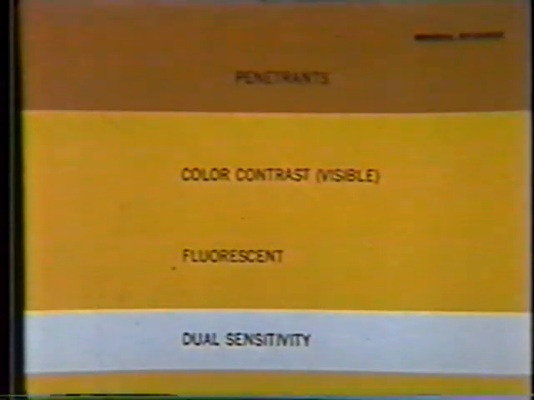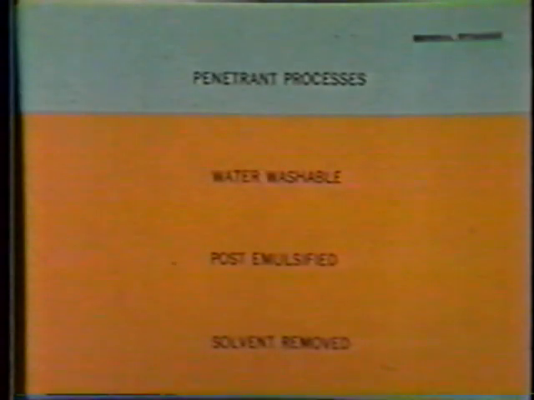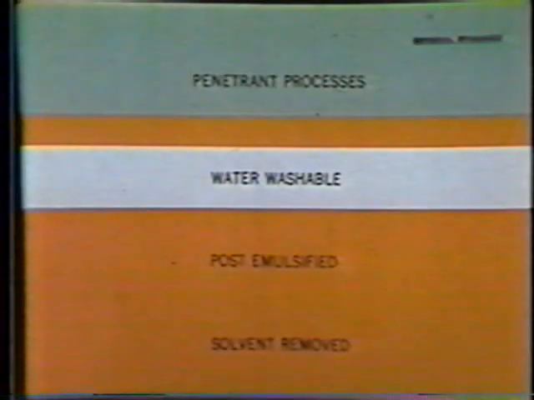When two levels of sensitivity are required, a dual sensitivity penetrant should be used. Gross discontinuities may then be located under visible light, and examinations for fine cracks, porosity, and penetrant residue carried out under black light. The three basic penetrant processes are water washable, post-emulsified, and solvent removed. The water washable method is used for high production testing of small parts or testing rough surfaces, threads, or keyways.